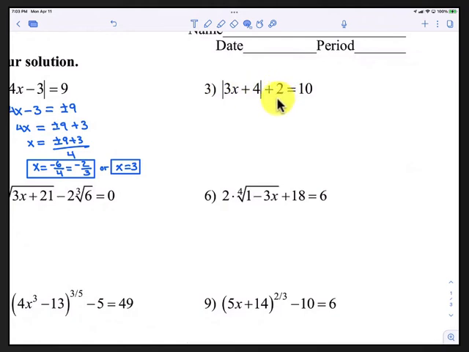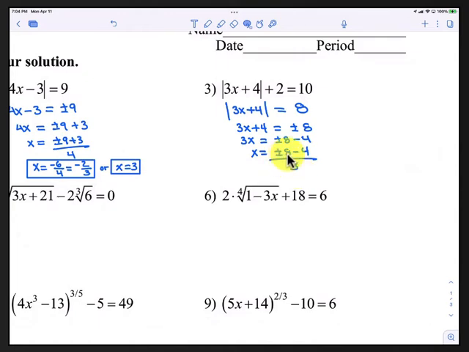Question number 3. We have an absolute value and then plus 2 equals 10. First, we'll need to move the positive 2 to the other side by subtracting. So that's 10 take away 2 is 8. And now let's drop the absolute value bars. So 3x plus 4 is equal to plus or minus 8. Now let's subtract 4 from both sides. So we have 3x is plus or minus 8 minus 4. And now let's divide by 3 on both sides. And we get plus or minus 8 minus 4, all divided by 3.